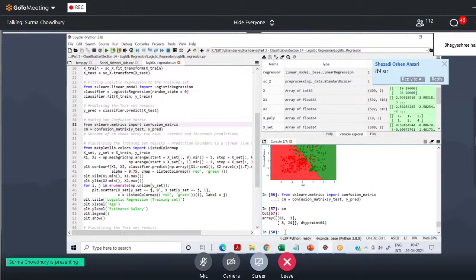89%, correct. Okay, 65 plus 24 divided by 100. So this is the way you will calculate. You can also print this, right? You can print this and you can print the percentage. That's not an issue.